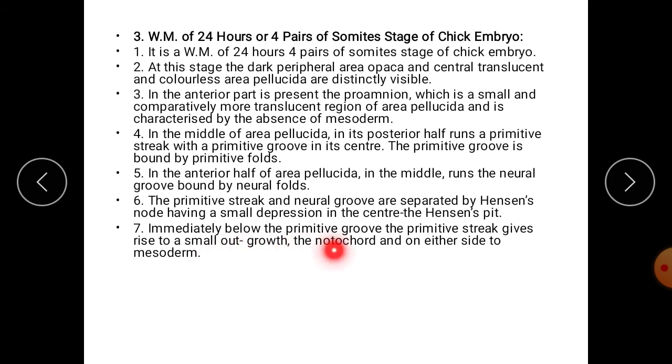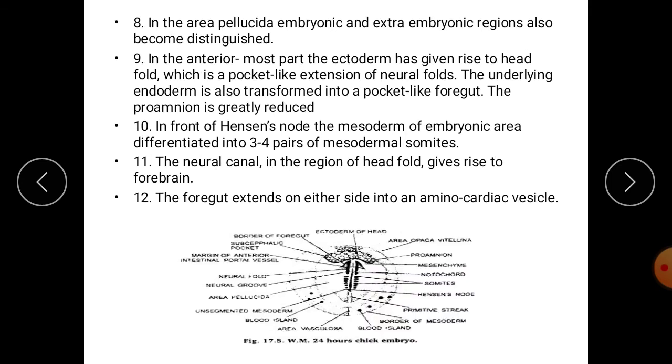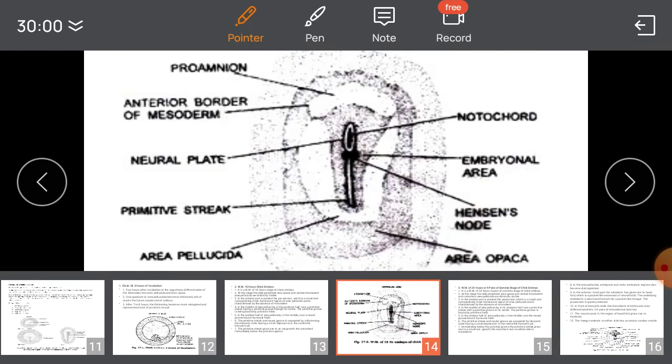Immediately below the primitive streak groove, the primitive streak gives rise to a small outgrowth, the notochord, and on either side, mesoderm. In the area pellucida, embryonic and extra-embryonic regions also become distinguished. In the interior, most of the ectoderm has given rise to the head fold. This is the head fold.